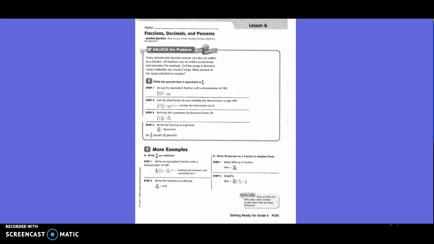Letter B, write 90% as a fraction in simplest form. So they took 90% and they said that is equal to 90 over 100, but it can be simplified or reduced. And they said that 10 goes into both 90 and 100. So they took 90 divided by 10, and what they do on the top, they also have to do on the bottom. So 100 divided by 10, and they got 9/10.